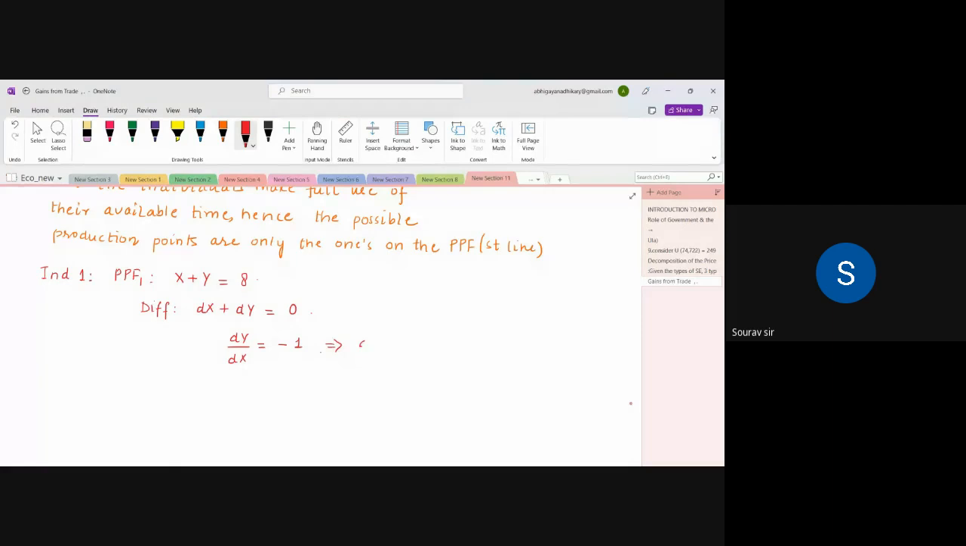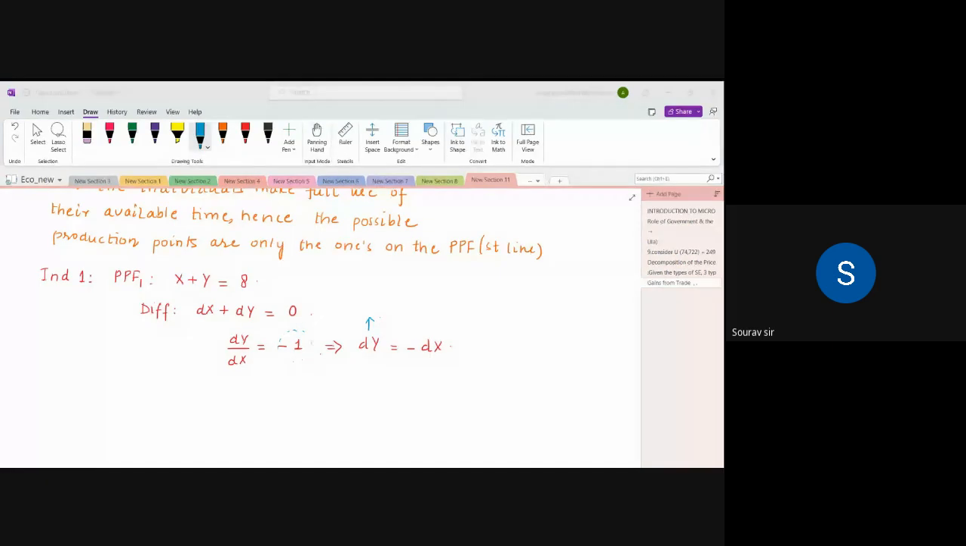Which can be written in this manner: dy is equal to minus dx, isn't it? Now have a look at this. What we are essentially talking about is a repeat of the idea of the budget line that we have spoken about earlier. If you wish to increase your production of y by 1 unit, then you should sacrifice 1 unit of good x, right? I request all of you to reply with a yes or a no if you understand this.